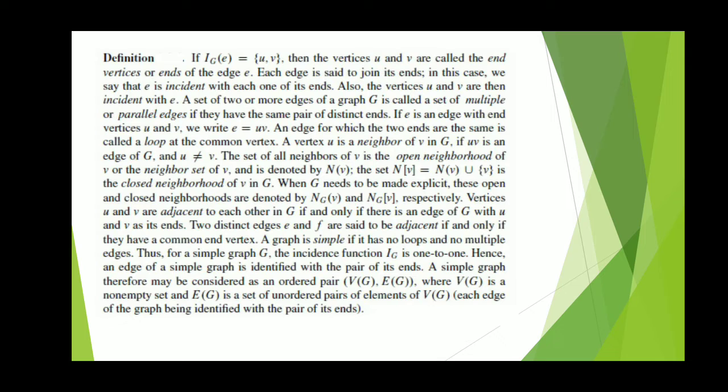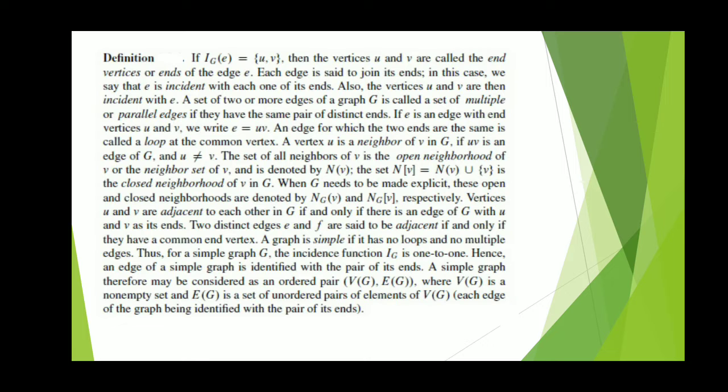Next, if the incidence function Ig(E) = {U, V}, then the vertices U and V are called the end vertices or the ends of the edge E. Here each edge is said to join its ends. We say that E is incident with each one of its ends, and also the vertices U and V are incident with E. So when the edge E is formed by the vertices U and V, we use the word incidence.